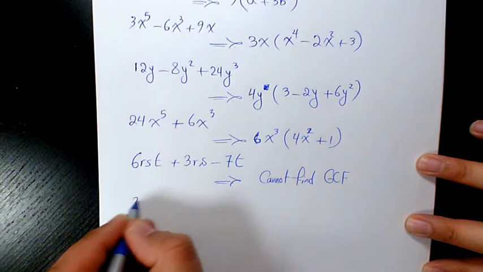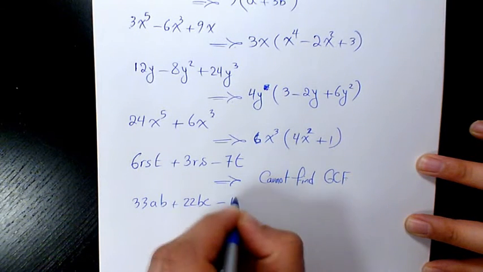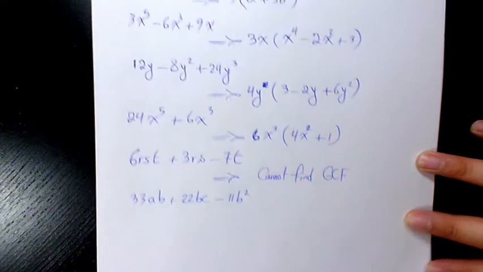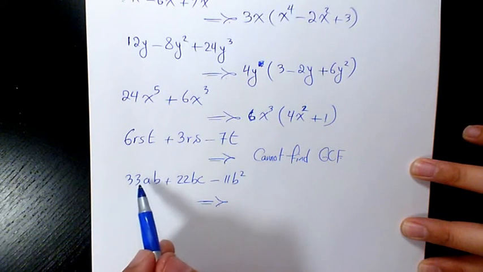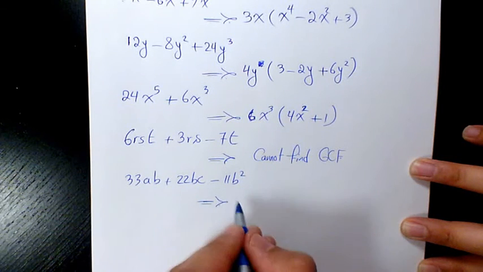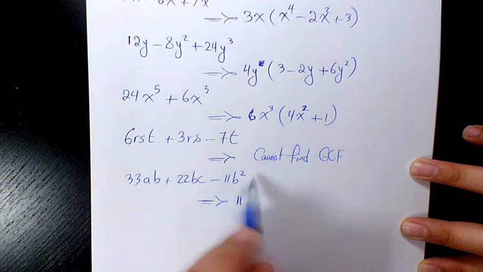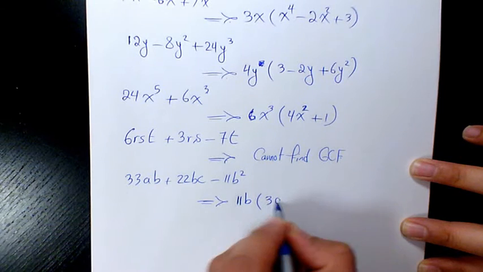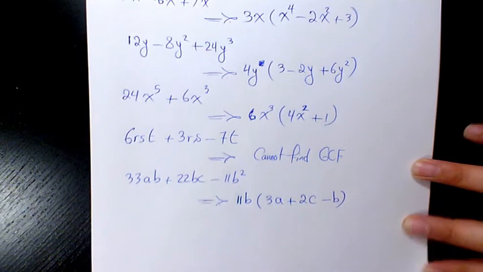Next one. 33ab plus 22bc minus 11b squared. The greatest common factor for 33, 22, and 11 is going to be 11. ab, bc, b squared, we have b. Then we have 3a minus 2c minus b.